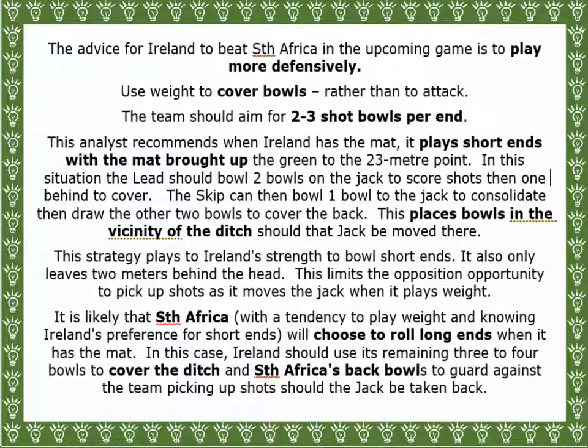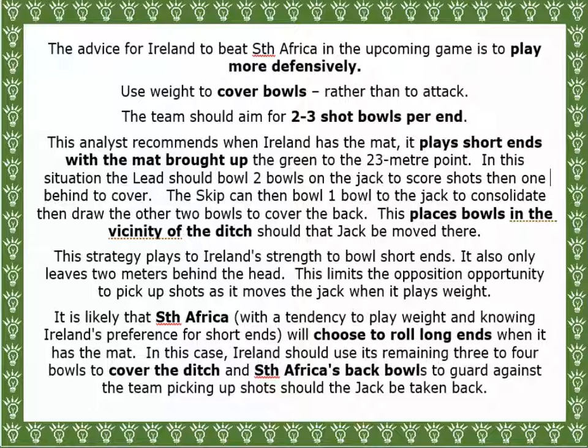In this situation, the lead should bowl 2 bowls on the jack to score points, then 1 behind to cover. The skip can then bowl 1 bowl to the jack to consolidate, then draw the other 2 bowls to the back. This places bowls in the vicinity of the ditch should the jack be moved there. This strategy also plays to Ireland's strength, to bowl short ends. It also only leaves 2 metres behind the head. This limits the opposition opportunity to pick up shots if it moves it back when it plays weight.